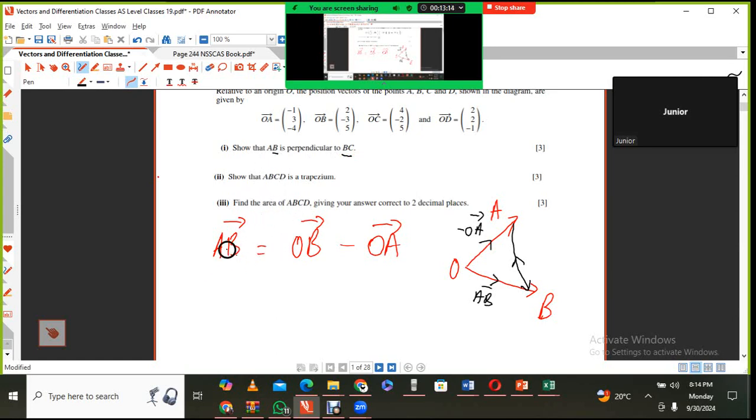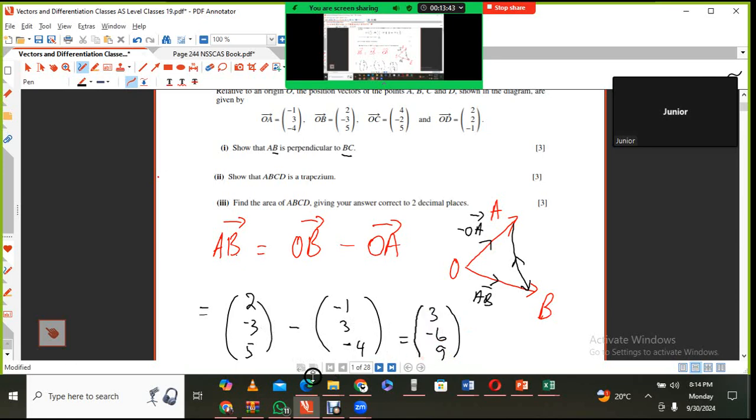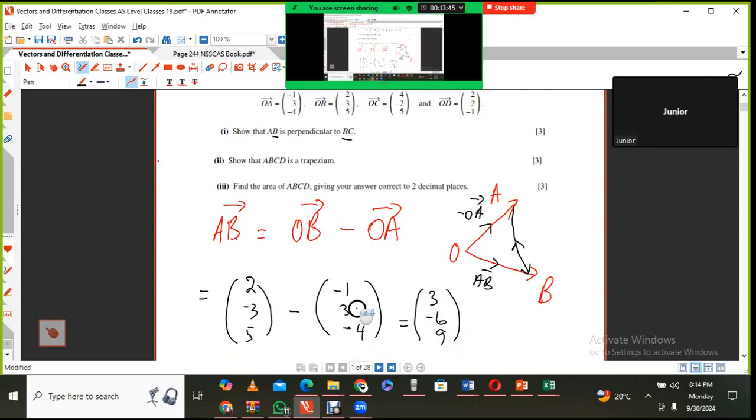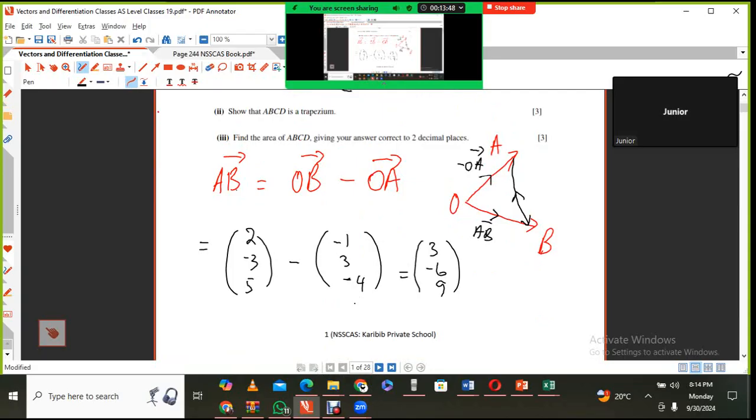So using this, AB would be OB, which is (2, -3, 5), minus OA, which is given to us as (-1, 3, -4). So you'll just be subtracting those components. 2 minus -1 is 3. -3 minus 3 is -6. 5 minus -4 is 9. Are we following? Yes. So what I've done there effectively was vector AB.